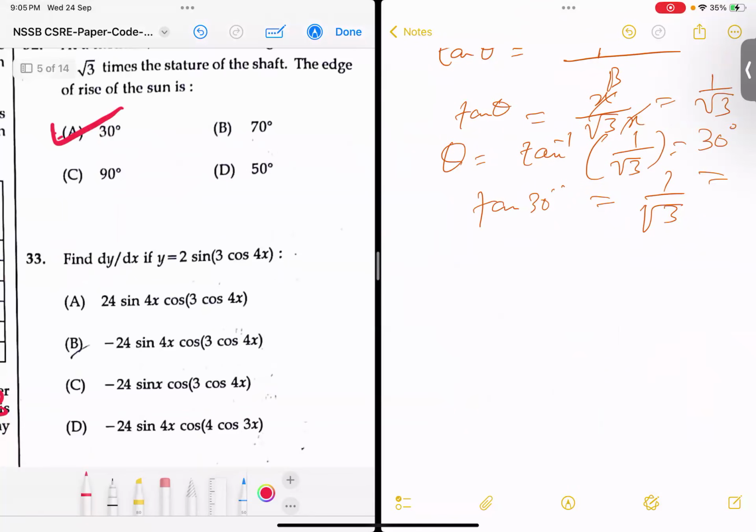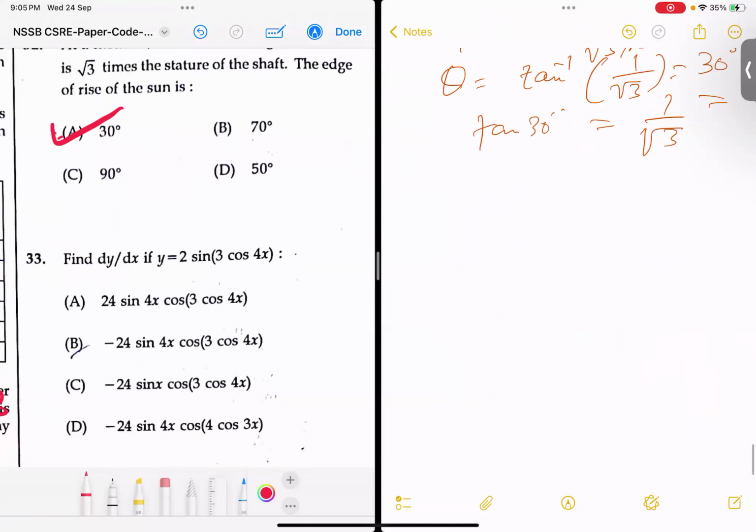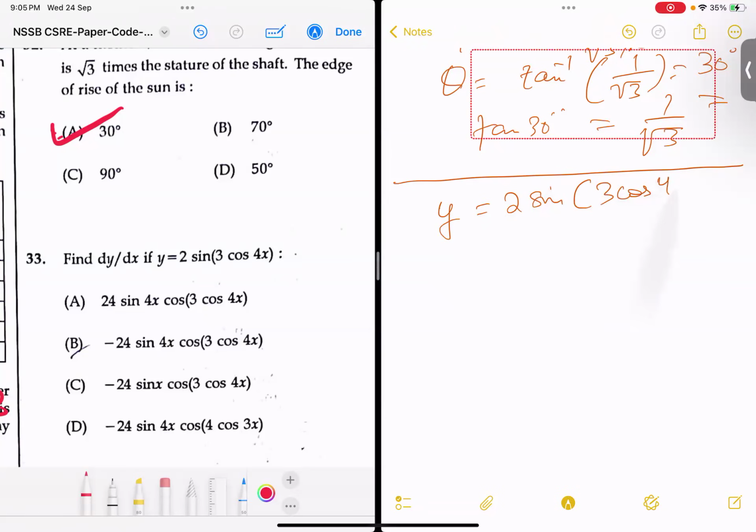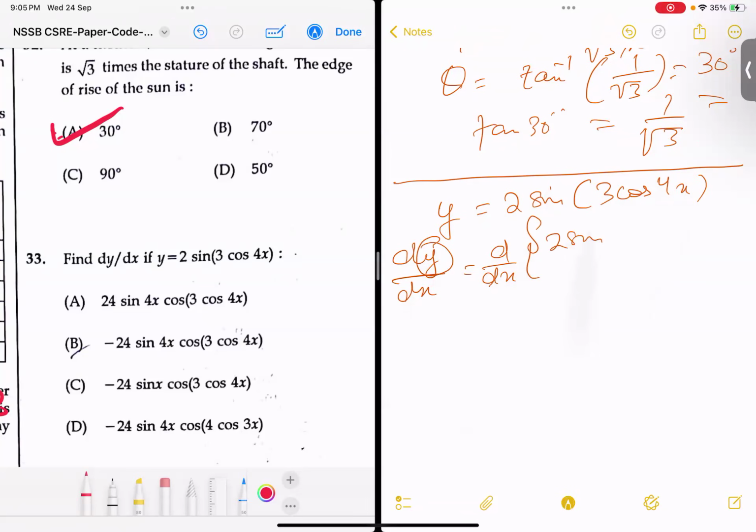Find dy by dx if y is equal to 2 sine of 3 cos 4x, okay? Now, this is something that we solve during our high school days, right? So here it's given y is equal to 2 sine of 3 cos 4x, right? Now, in order to find dy by dx, it will be d by dx of y, which is 2 sine 3 cos 4x, okay?